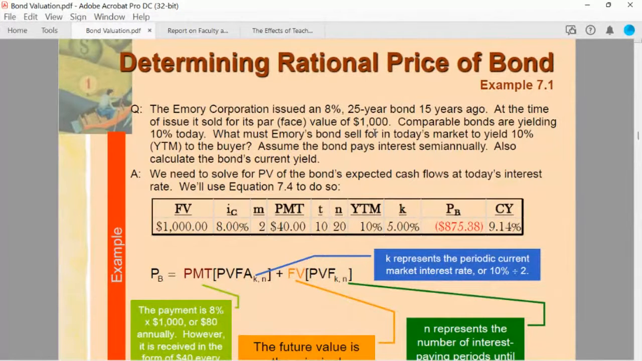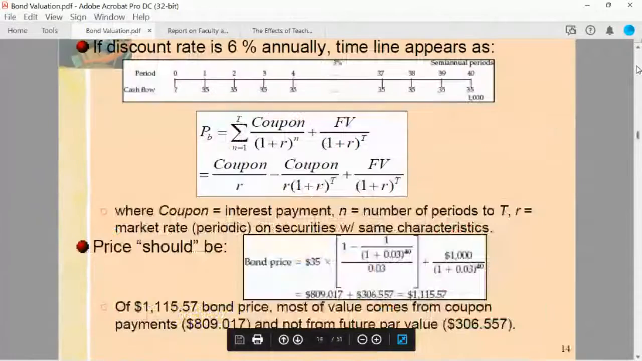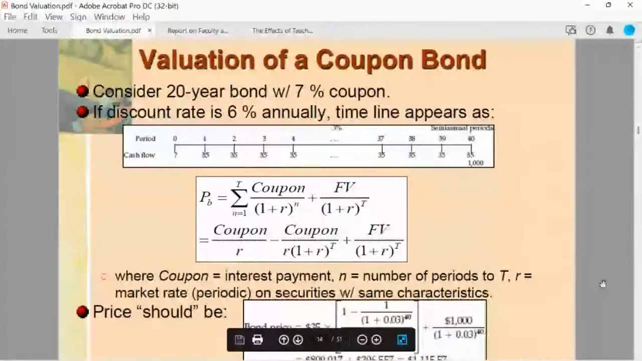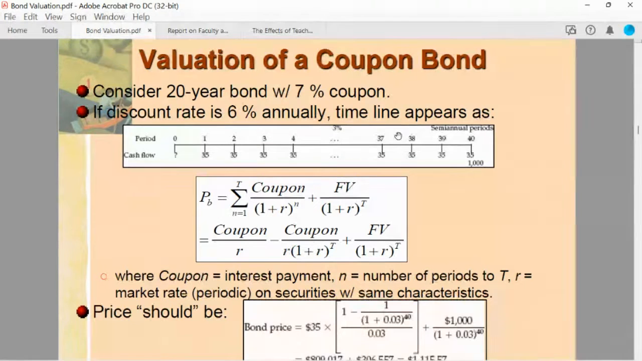Yes, it sold for its par value. Then the coupon rate and the discount rate must have been the same, right? Remember that. The reason that the bond becomes a premium bond is because the coupon rate is greater than the discount rate, right? And vice versa for the discount bond.